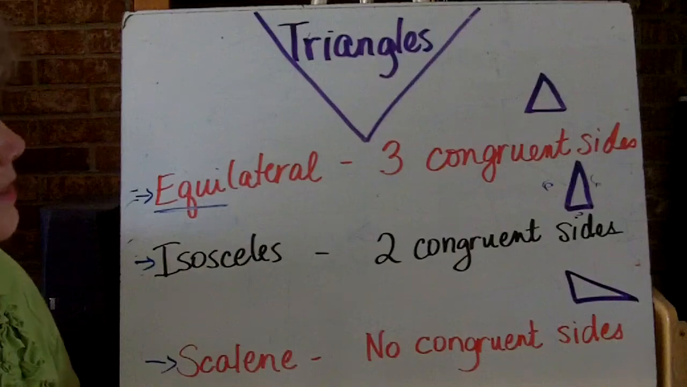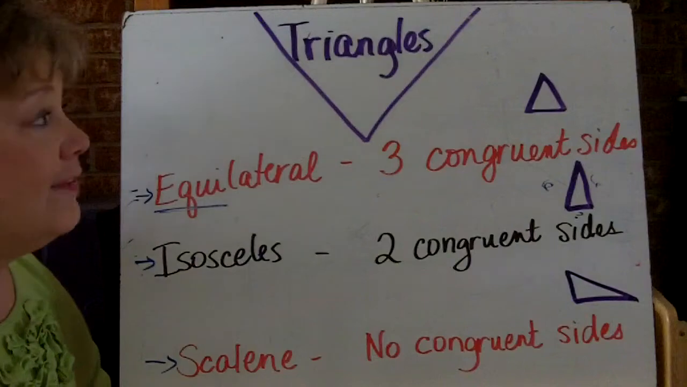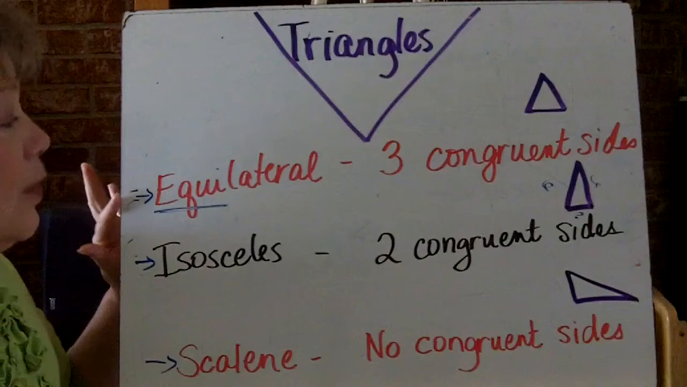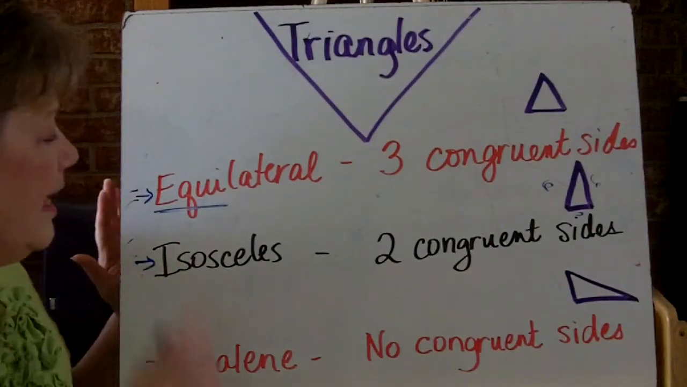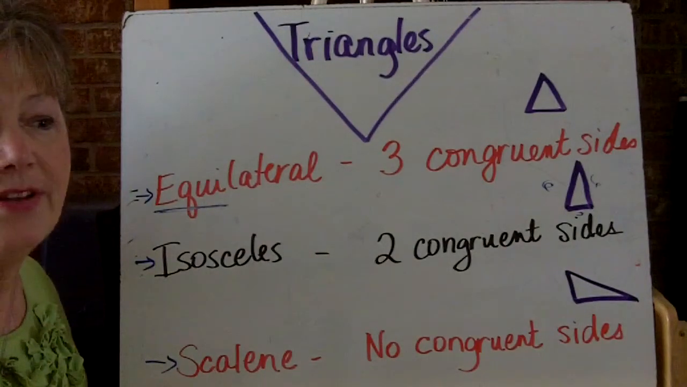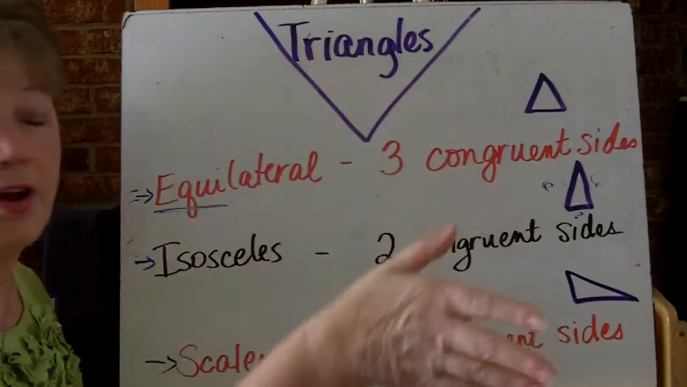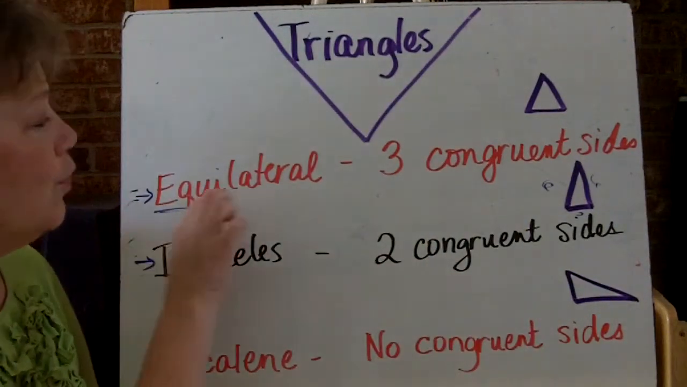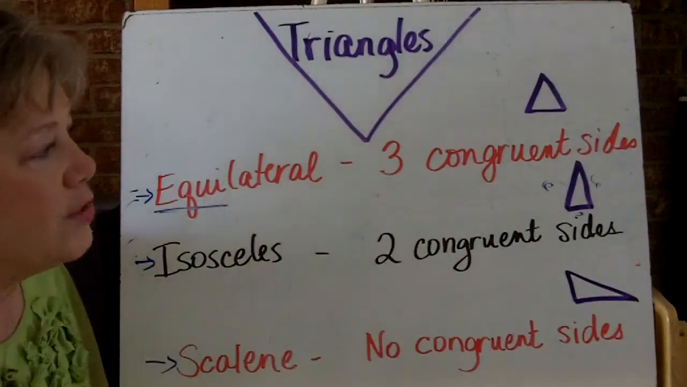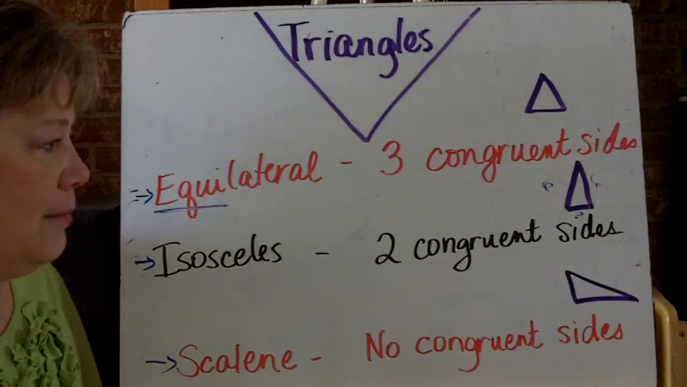Triangles can be categorized by their sides or by their angles. If they are categorized by their sides, they have three different names. An equilateral triangle: equi means equal, lateral means side, like if you have a lateral pass in football, it's off to the side, it's not in front of them. So equal sides, and if it's an equilateral triangle, then all three sides are congruent. They're all the same. Remember, congruent means same.